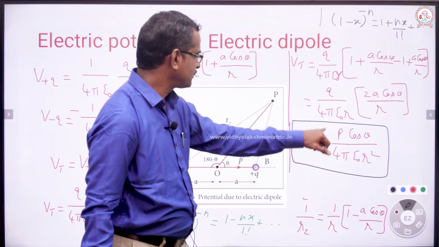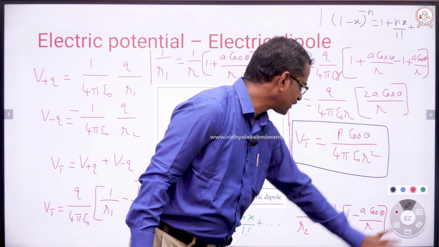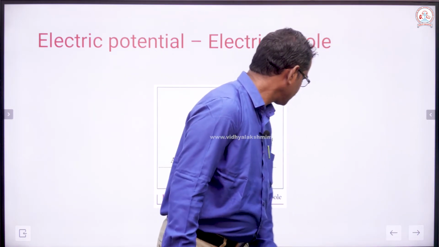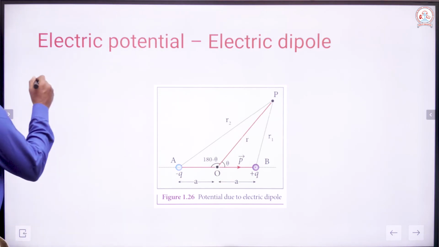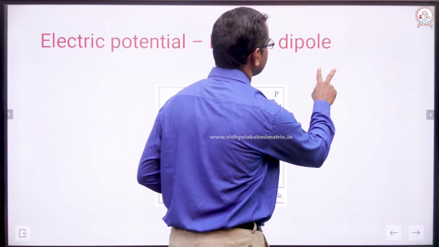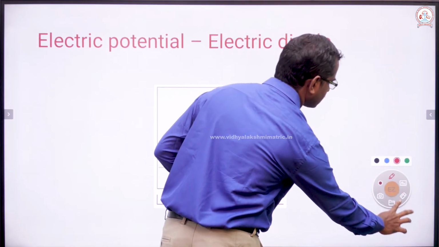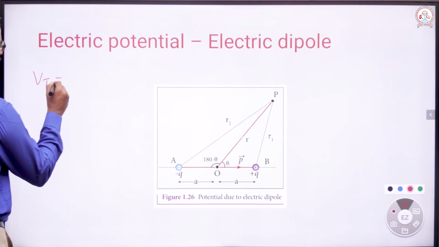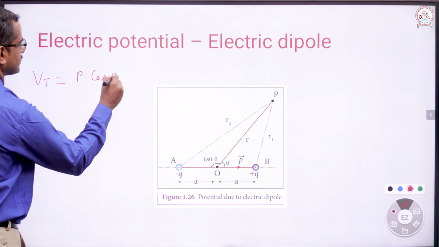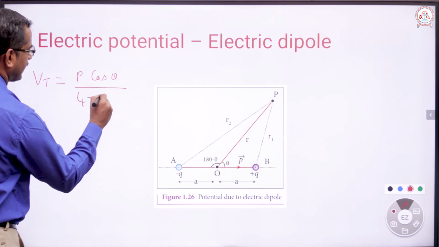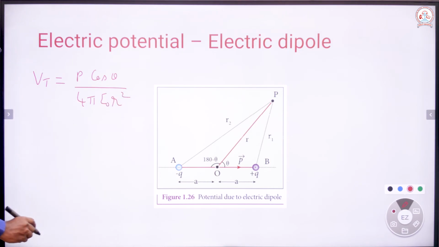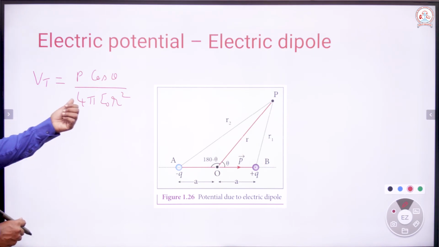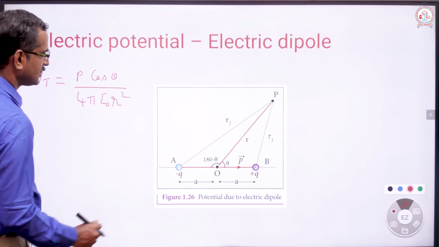We have the total potential as p cos theta by 4 pi epsilon naught r square. So in this equation, the total potential at the point P is p cos theta by 4 pi epsilon naught r square. Electric potential is a scalar quantity. Now, you see that theta is the angle here, isn't it?